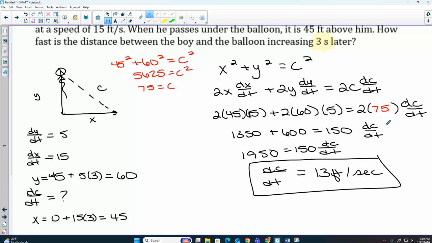Questions on these? So you can probably assume there'll be at least one that involves a right triangle. We've had a lot that use the Pythagorean theorem. Number 5.